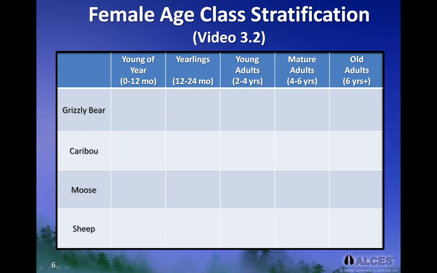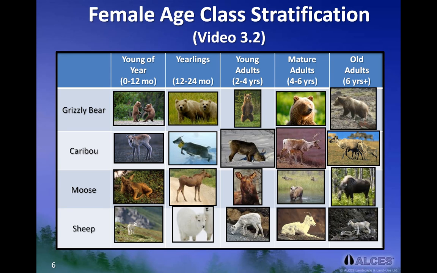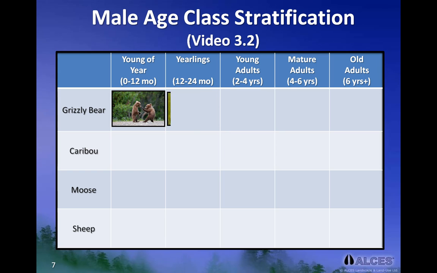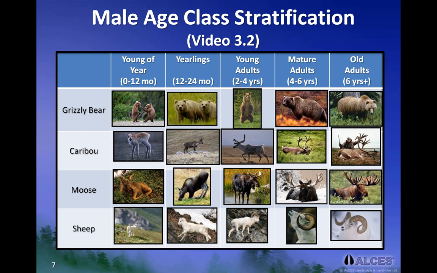This table shows the 5 different age classes for females: young of year, yearlings, young adults, mature adults, and old adults, and their corresponding age categories in months or years. The photographs show examples for each of the age classes according to the 4 different species. Males for each of the 4 species were also categorized according to the same 5 age classes as the females.